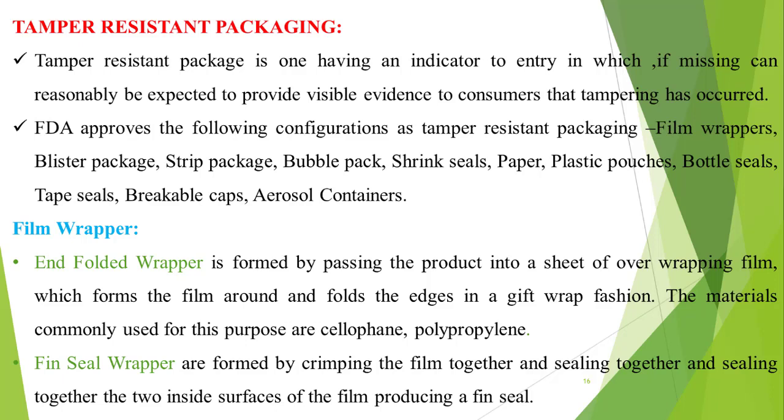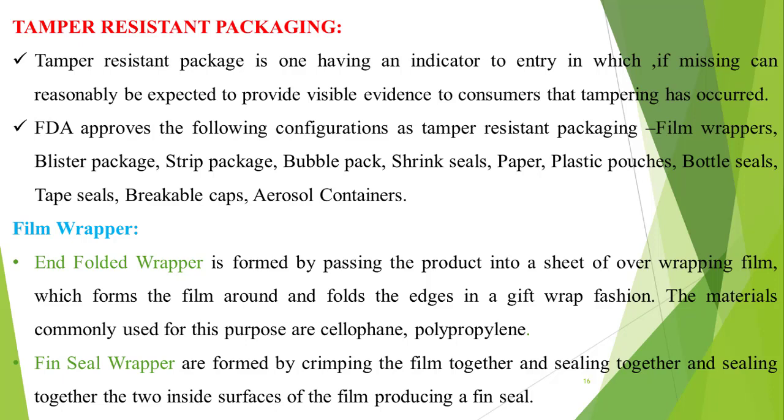First one, film wrapper. Film wrappers are generally of three types. First is unfolded wrapper, then thin seal wrapper, and the last one is shrink wrapper. The unfolded wrapper is formed by passing the product into a sheet of overwrapping film, which forms a film around it and folds the edges in a gift wrap fashion. The materials commonly used for this purpose are cellophane or polypropylene. The main thing is that our drug will be placed at the end side and it will be wrapped with a wrapper.